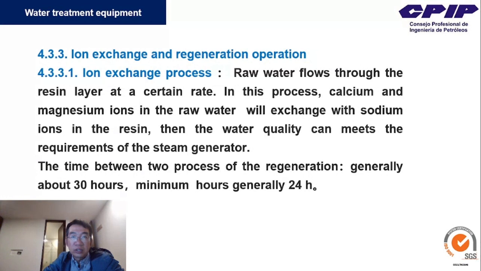Ion exchange and regeneration operation. In the exchange process, raw water flows through the resin layer at a certain rate. In this process, calcium and magnesium ions in the raw water will exchange with sodium ions in the resin. Then the water quality can meet the requirements of the steam generator.